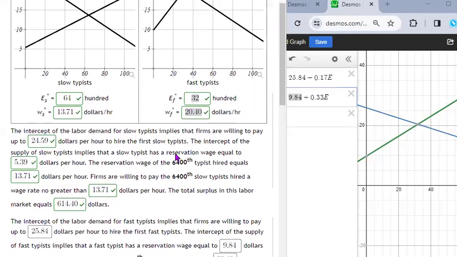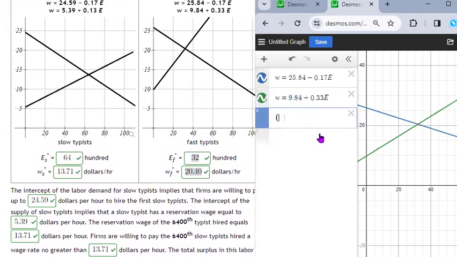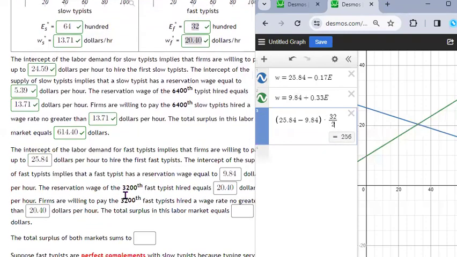Now we calculate the fast typist total surplus. Again, it's the difference in the intercepts times the employment level divided by 2. So the difference in the intercepts, 25.84 minus 9.84, times the employment level. The employment level is 3,200, but in our model, 32, because E is in hundreds. We divide that by 2. So 256.